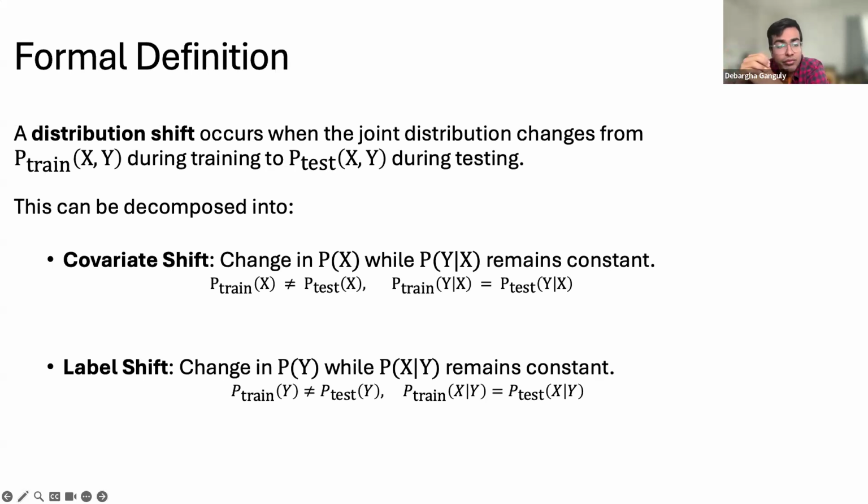You can have label shift. Let's say in a medical diagnosis setting, you have a model that's trained on a population where only 5% of the people have a certain disease. But when you deploy it, let's say in a specialized clinic which only caters to that type of disease, maybe 30% of your patients have that. So the prior probability of the classes changes, but the features of the disease remain constant.